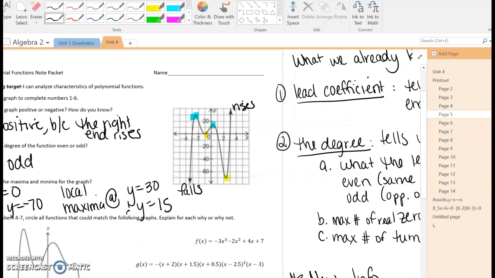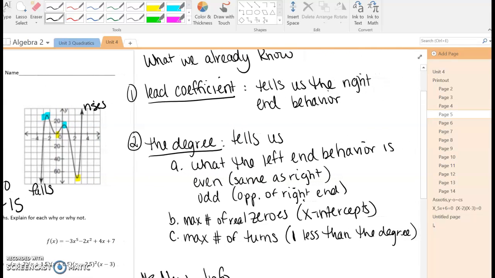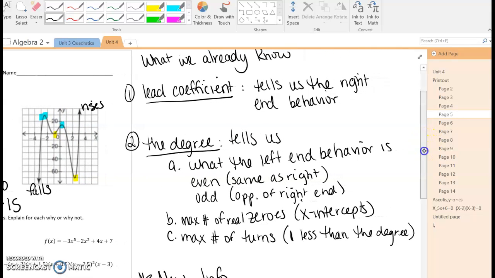So just a quick summary of things that we've already learned about polynomials. We know that the lead coefficient tells us what the right end behavior is doing. As in, if it's positive, then the right end rises. If it's negative, then the right end falls. And the degree will tell us quite a few things, actually three things. The degree will tell us what the left end behavior does, because if it's even, the left end will be doing the exact same thing as the right end. If it's odd, the left end will be doing the opposite of whatever the right end is doing.